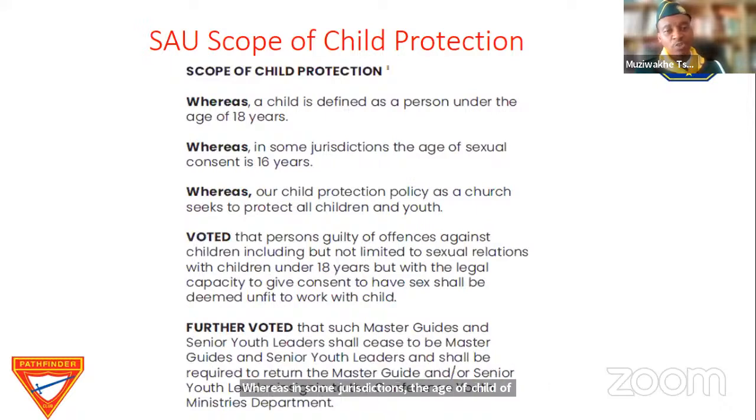whereas our child protection policy as a church seeks to protect all children and youth, voted that persons guilty of offenses against children, including but not limited to sexual relations with children under 18 years, even with the legal capacity to give consent to have sex, shall be deemed unfit to work with child or children.